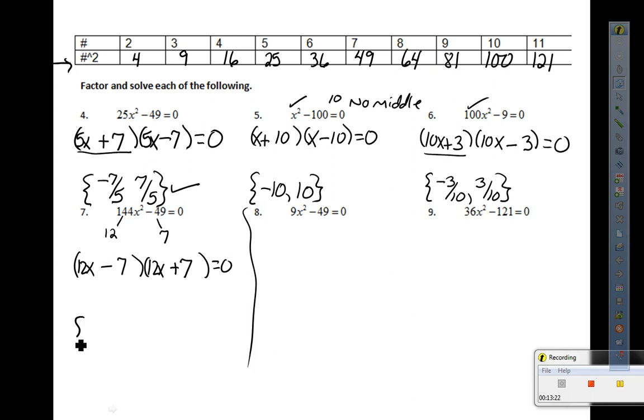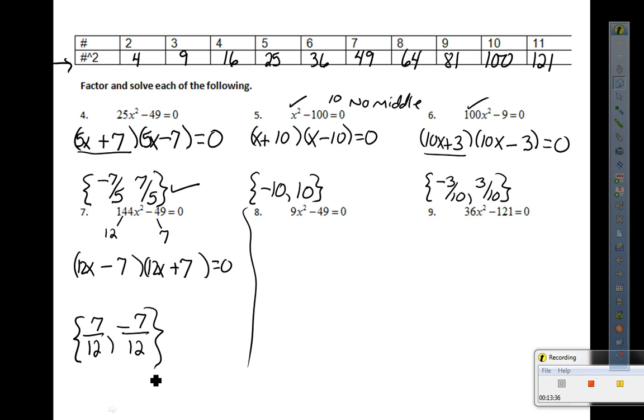Now go get your two answers. So on this one, I'm going to add 7, divide by 12. I'm going to subtract 7, divide by 12. So there's my two answers. If I were to graph it, that's where it crosses the x-axis.